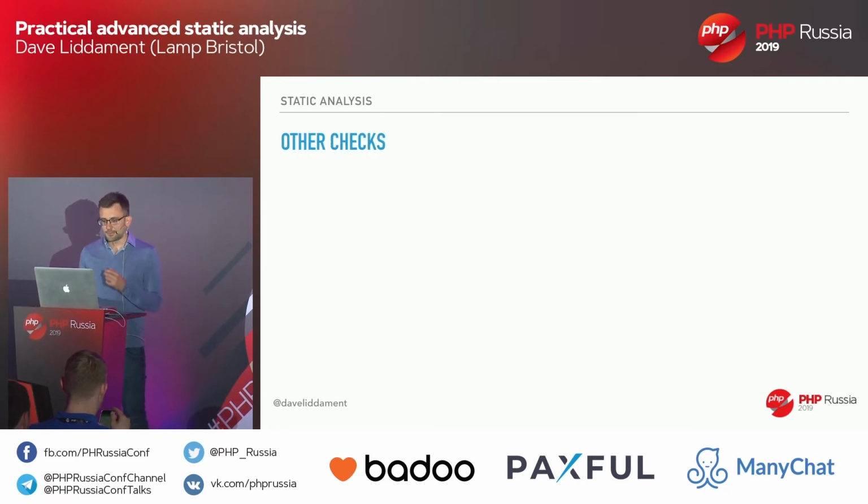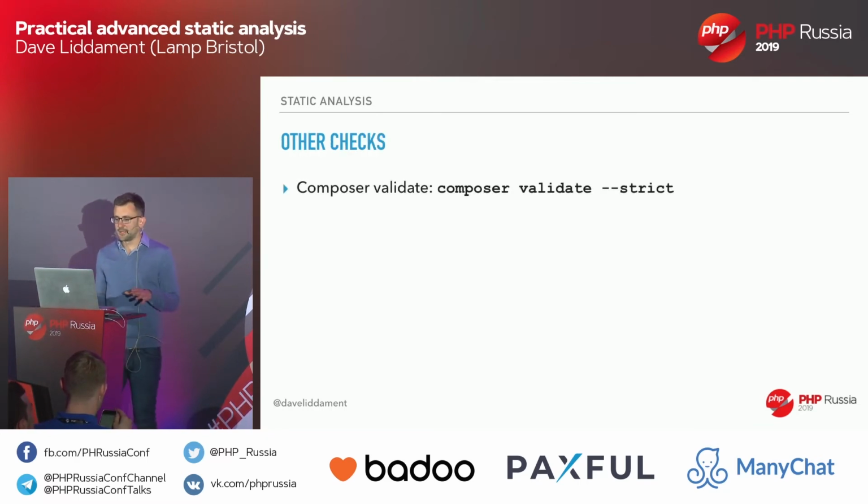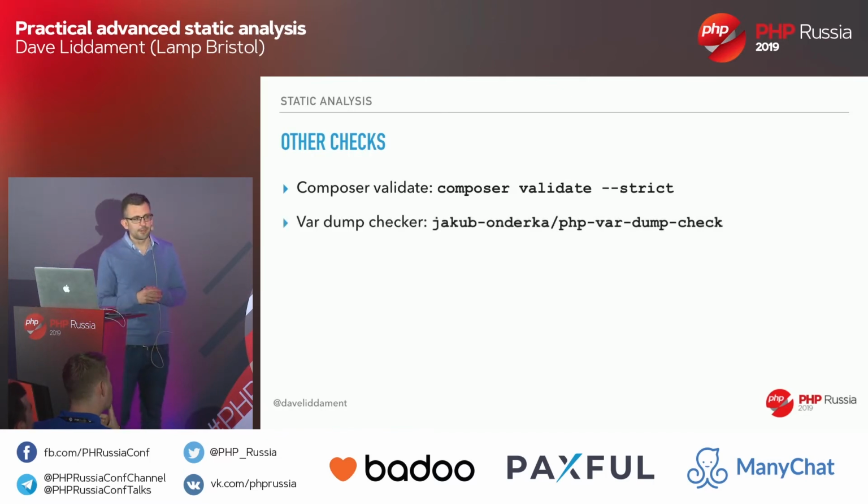And there are other checks. Only in the past year have I added this into my CI process, the composer validate, to make sure that both the composer.json and the composer.lock file are in sync with each other. And it does some other checks too. So that's a really useful one. Things like var dump checker, just to make sure I haven't left var dumps in my code, maybe from debugging.